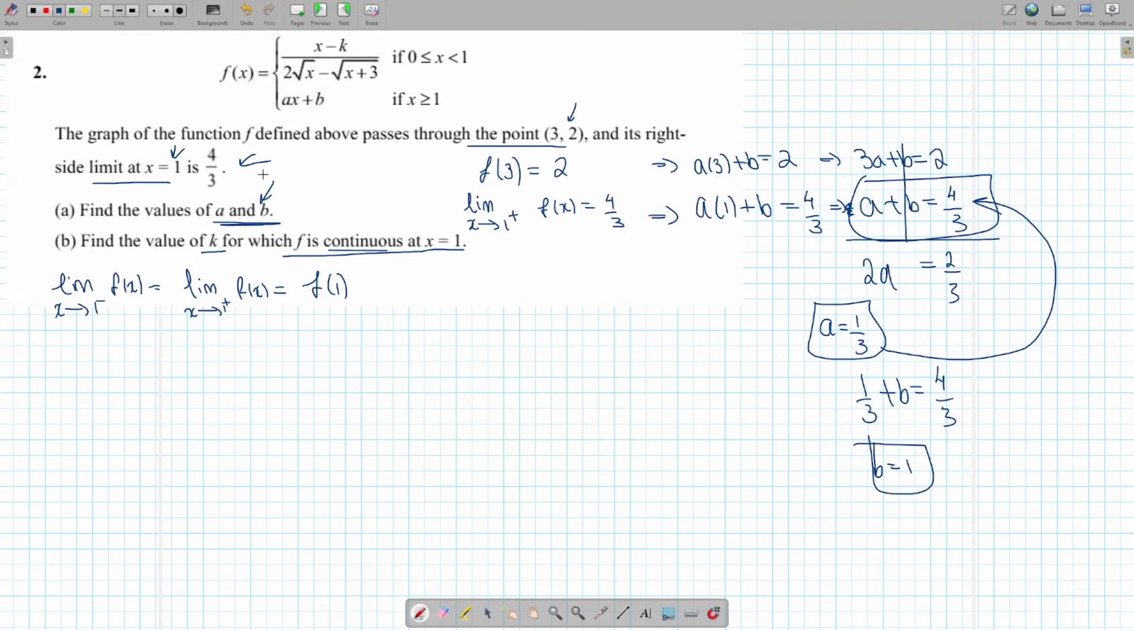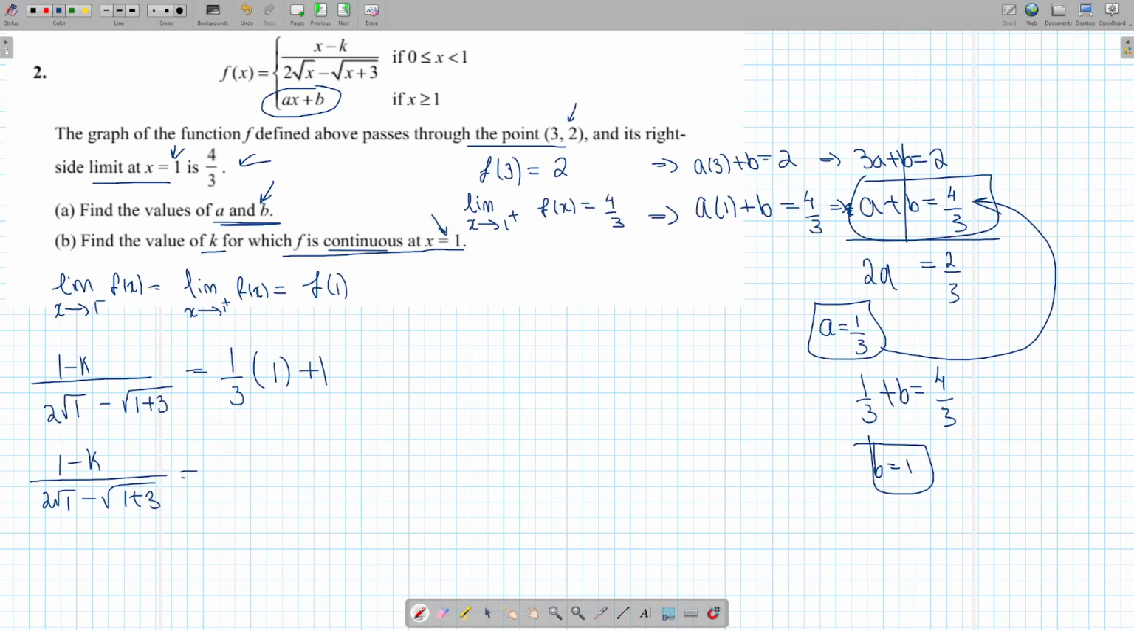Let's start. The left limit will be x minus k. Remember, we're doing it at x equals 1, so instead of x, I'm gonna put 1. So it's gonna be (1 minus k) over (2 radical 1 minus radical 1 plus 3) equals the right side, which is ax plus b. We figured out a to be 1/3. So it's 1/3 times x, which is 1, plus b, which is 1. So we're gonna rewrite this, clean it up a bit. It's gonna be (1 minus k) over (2 radical 1 minus radical 1 plus 3) equals, this on the calculator is actually 4/3.